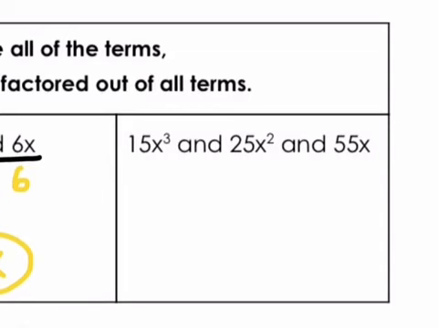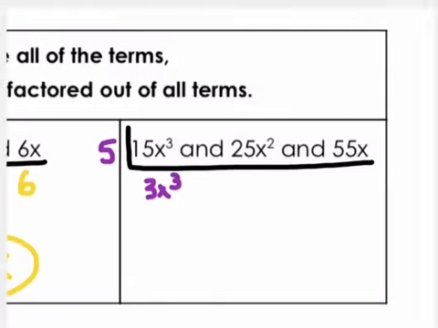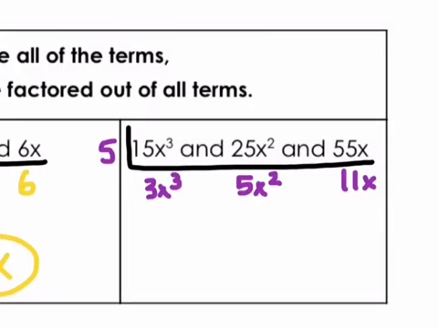All right, and last but not least, we need to figure out what can we divide all 3 terms by. So we can divide all 3 of these terms by 5. 15 divided by 5 is 3. 25 divided by 5 is 5. And 55 divided by 5 is 11. 11 is a prime number, so we know we can't divide the coefficients or the numbers by anything more.